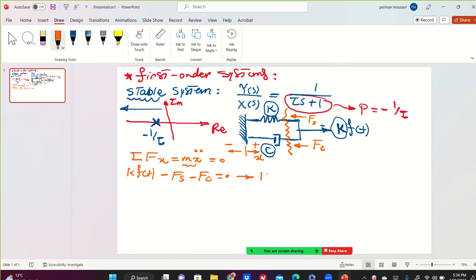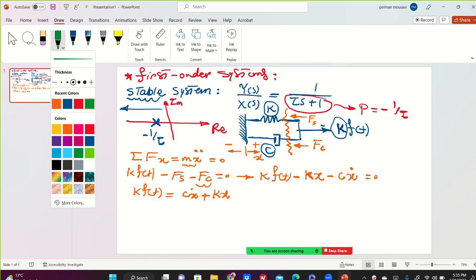And we know that Fs, the linear spring force, is the stiffness of the spring times displacement, K x. And for the linear damper, it's C x dot, velocity times the damping coefficient, and this is 0. So simply you have K f of t equals C x dot plus K x.